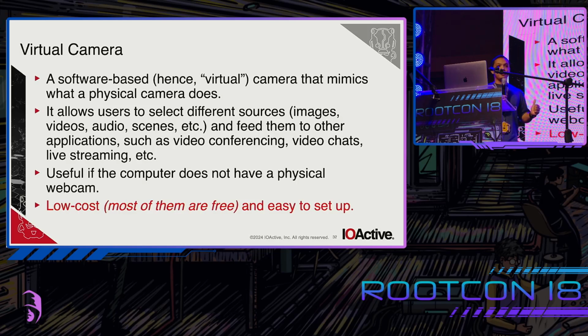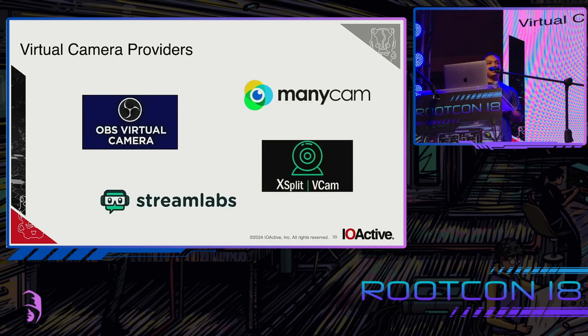From the name itself, a virtual camera is software that mimics what a physical camera does. What's good with a virtual camera is that users could select different sources, whether images, scenes or videos, and feed them directly to the target application, whether it's video conferencing, live streaming or identity verification providers. And the best thing is that they are low cost, most of them are free, and easy to set up. These are the common virtual camera providers.